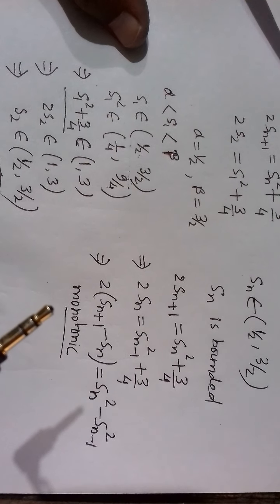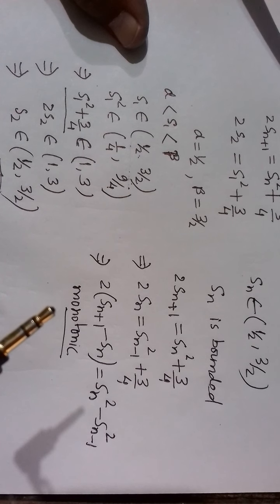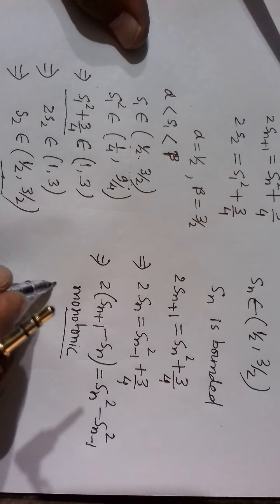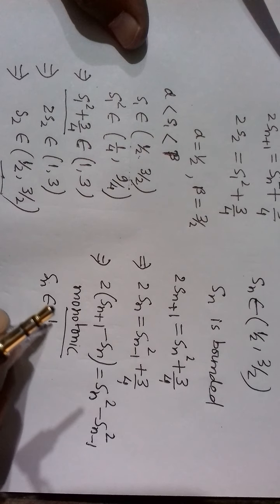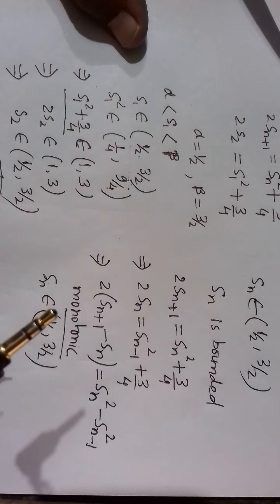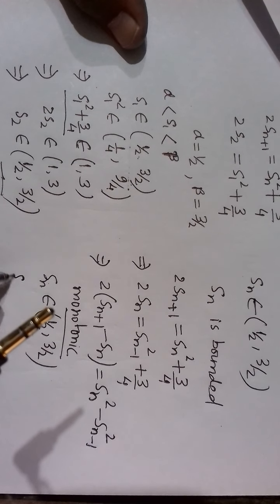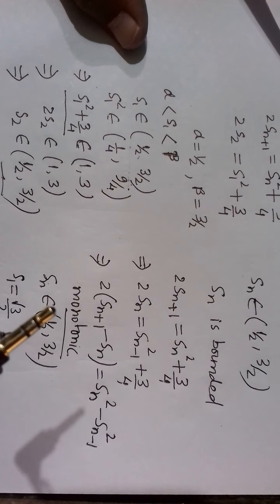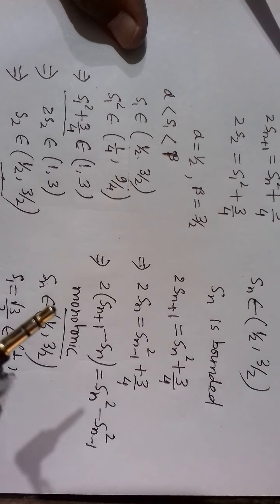Now there are two types of monotonic sequence we know. One is monotonically increasing, other is monotonically decreasing. So we can differentiate by taking an example. You know that S1 lies in half to 3 by 2. So we can take an example. Suppose S1 is root 3 by 2. Obviously this lies in this interval 1 by 2 to 3 by 2.